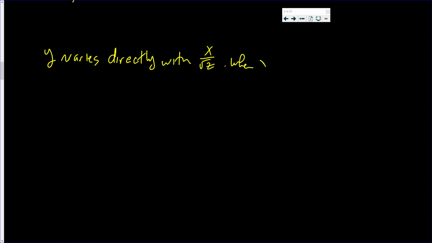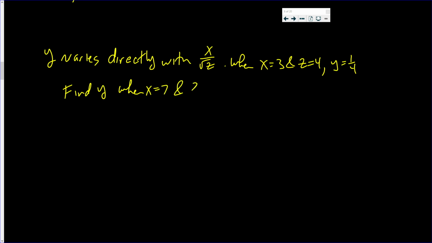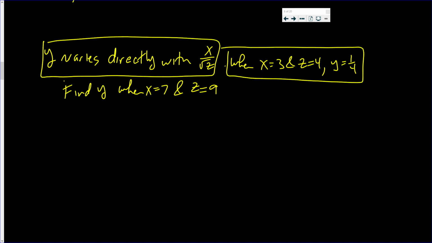Okay. How about this one? Y varies directly with x over square root of z. When x is 3 and z equals 4, y is equal to 1/4. They want us to find y when x is 7 and z equals 9. So there are 3 sentences, and each one helps us get closer to the end.